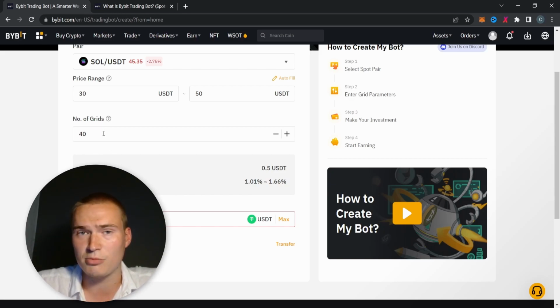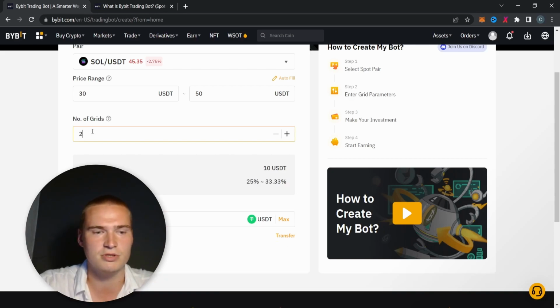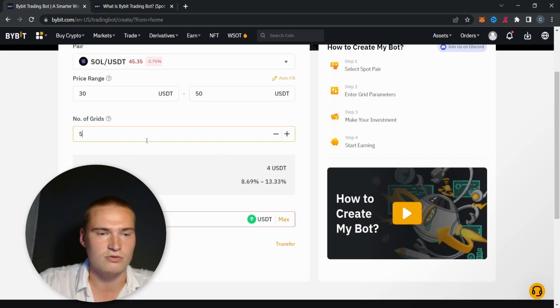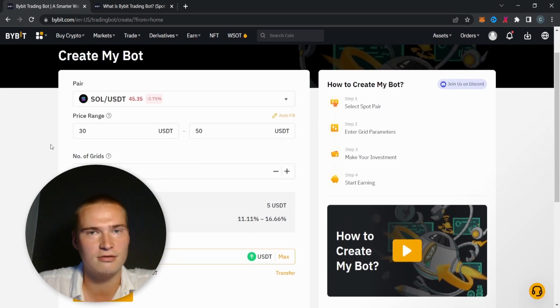But that depends on the number of grids, because the more grids, the more investment you need to actually be able to buy at all those grids. So for example, if we put this to 2 or to 5 or to like 4, see 4 you can almost do with $50. 3 you could definitely do. You put that in and then you can just create it, and what it basically does is then it's all passive. You don't have to do anything more.